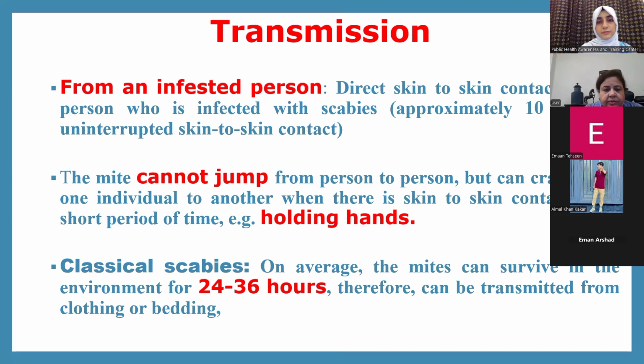Transmission is from an infested person who already has scabies. So, direct skin-to-skin contact with a person who is infested with scabies, approximately 10 minutes of uninterrupted skin-to-skin contact. The mite cannot jump from person to person but can crawl from one individual to another when there is skin-to-skin contact for a short period of time, for example when holding hands. With classical scabies, on average the mites can survive in the environment for 24 to 36 hours, therefore it can be transmitted from clothing or bedding. Next please.